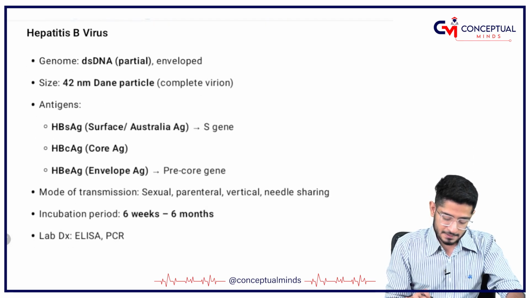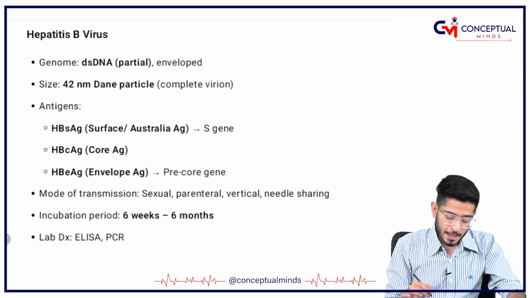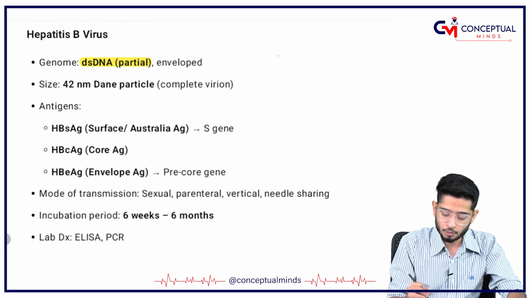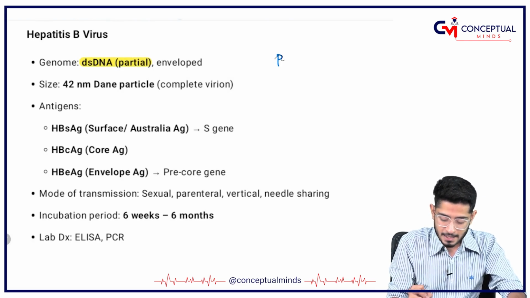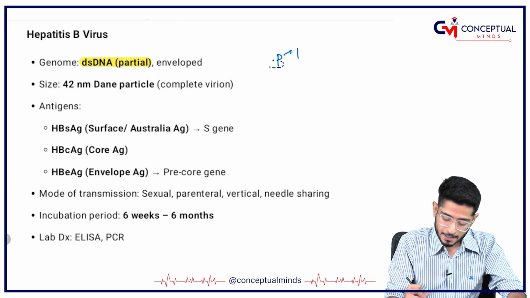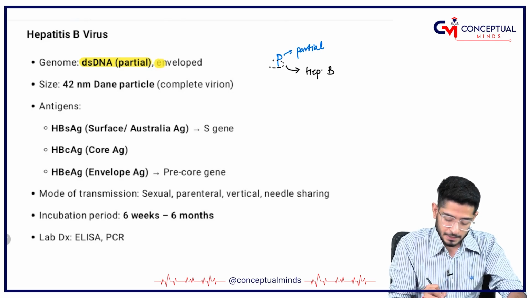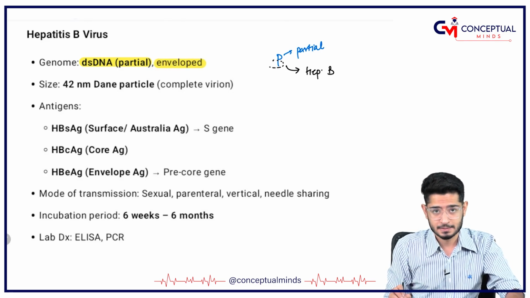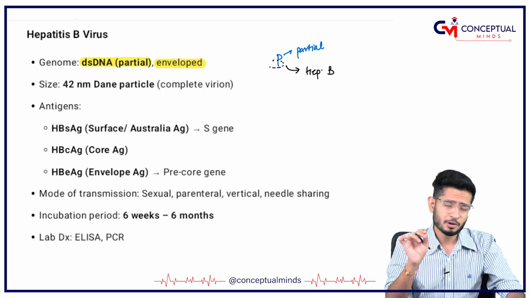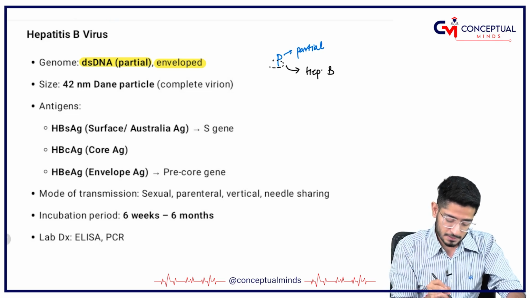Coming on to hepatitis B virus, please remember, hepatitis B virus is a partially double-stranded DNA virus. I told you that P is like this, and if you put one more circle, it becomes B. So P for partial, and B for hepatitis B. Remember, hepatitis B is an enveloped virus. Just go through general virology, you will understand what all this means.